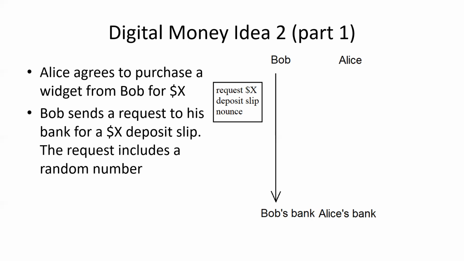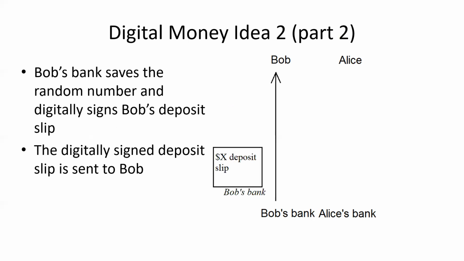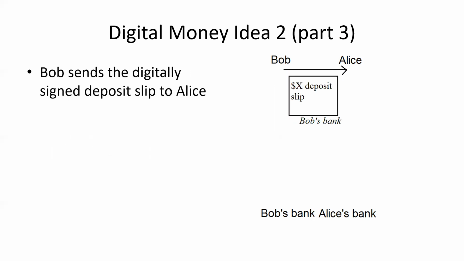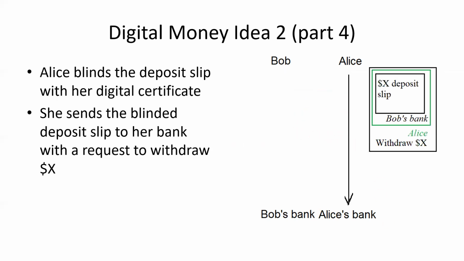Okay, so Bob expects to get X dollars. He tells his bank. The bank saves that random number and sends back a digitally signed deposit slip saying, here you go, Bob. You can deposit your money with this slip and it's signed by Bob's bank. Send that back to Bob. Then Bob sends that digitally signed deposit slip over to Alice. So here's that deposit slip and it's signed by Bob's bank. Well, now Alice has it.